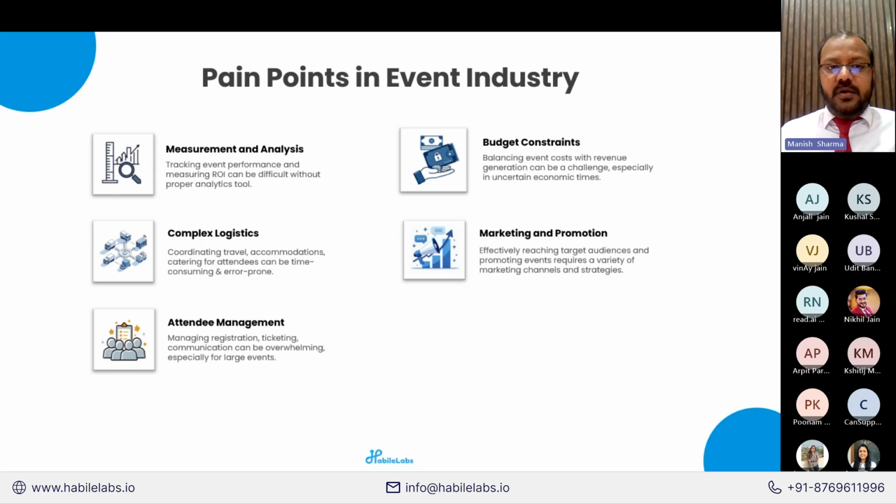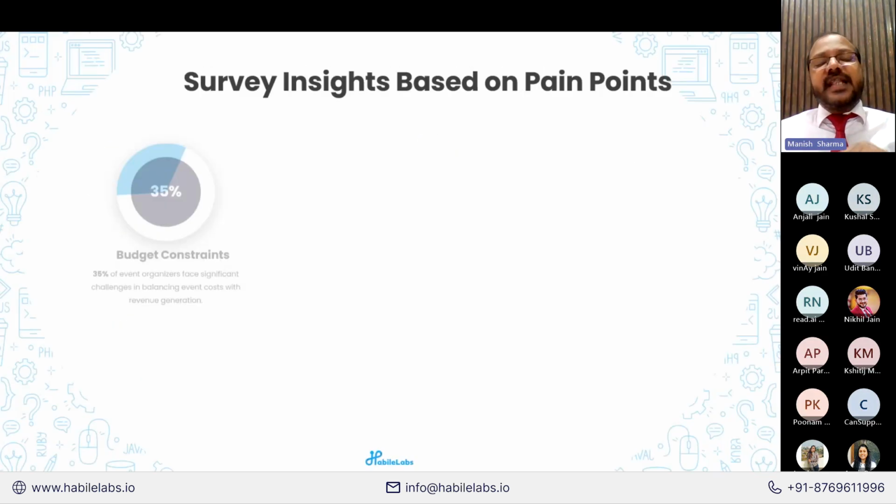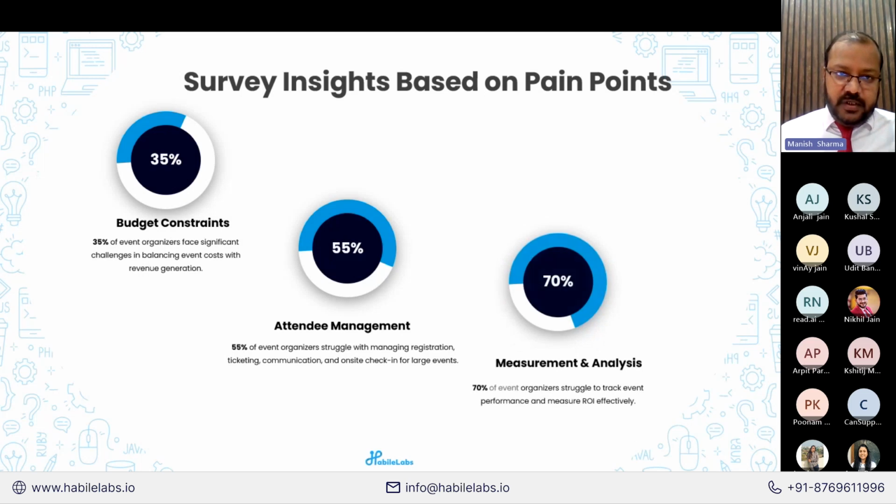So these are a few of the pain points industries are suffering, and based on those pain points, let me share a couple of insights from surveys by different marketing agencies like McKinsey and Gartner. What do they say, right? Number one is budget constraint. 35% of event organizations face significant challenges in balancing their event cost with revenue generation, meaning how much they are spending on a particular event and how much they are expecting or targeting to get as revenue.